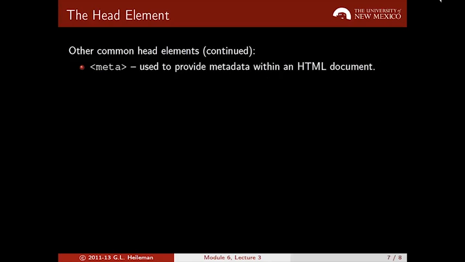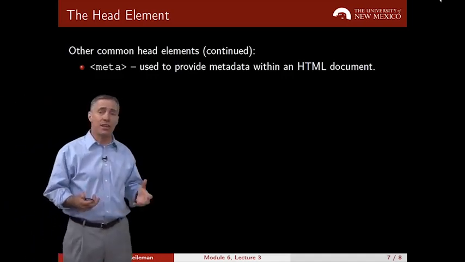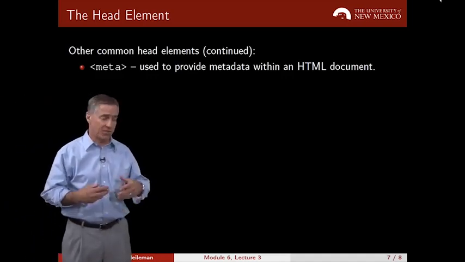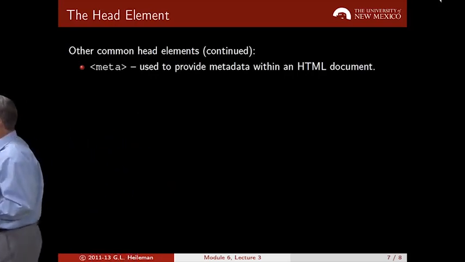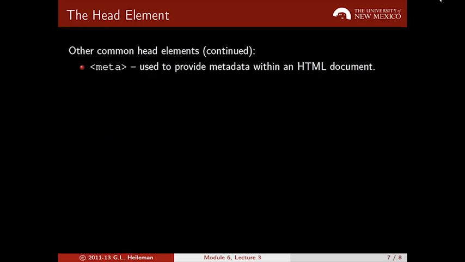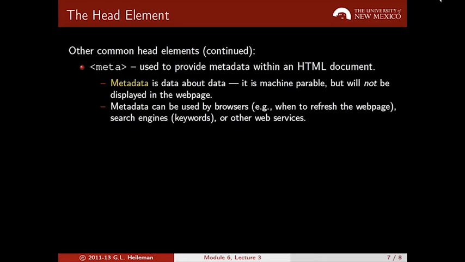Now another common head element, which we talked about, is this meta tag. This meta tag is used to provide meta information. And what is meta information? It's information about information. That's what meta means. So if you want to provide information about an HTML document, here's where you do it. And this is machine parsable, and it will not be displayed in the web page. This is just information that other machines can use to read this web page.